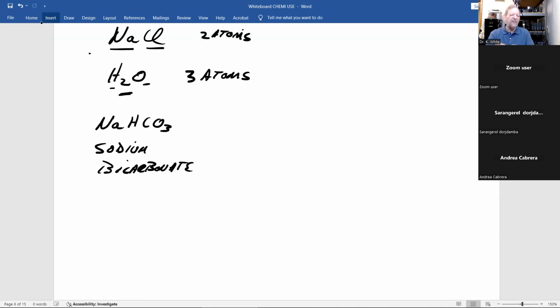And this is a chemical formula for sodium bicarbonate found in baking powder. And I'll teach you something cool later in the semester, what you can do with baking powder besides cook with it. But how many atoms are in sodium bicarbonate? And I'm going to let you have some fun. You try first, and I'll do it.